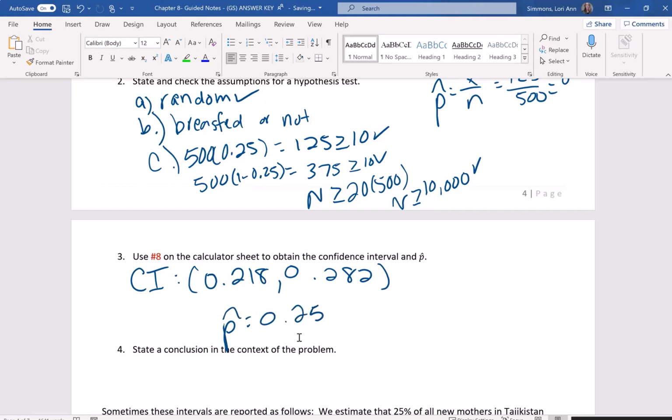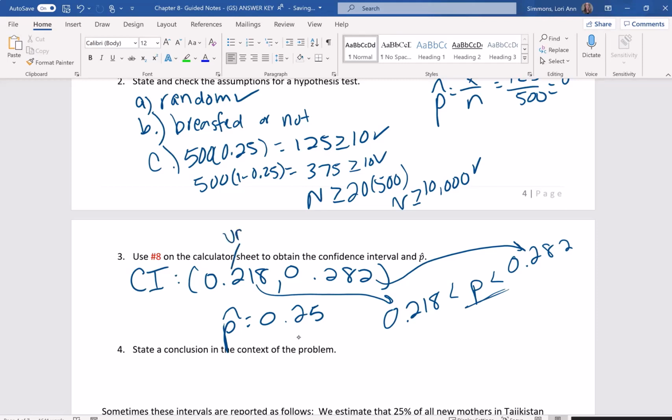Another way you could write this is 0.218 less than p, and p is less than 0.282. So this will always go here and this one will always go here. This will stay the same. This is your lower bound. This is your upper bound. I'll write those out for you. Lower bound, upper bound.